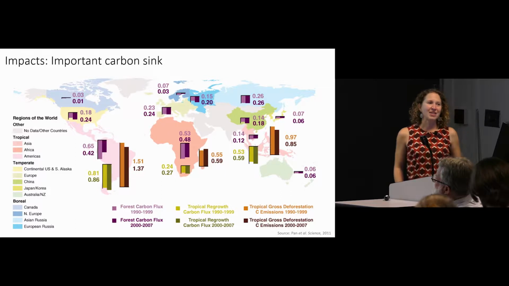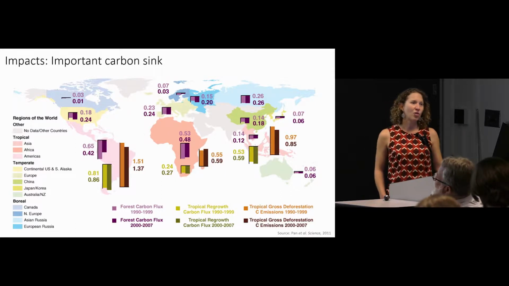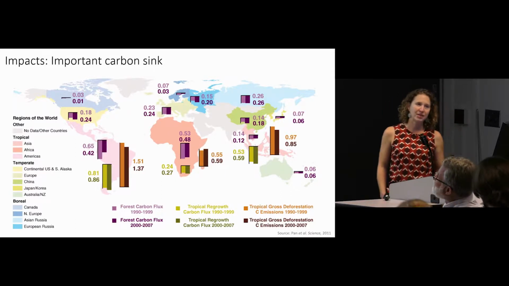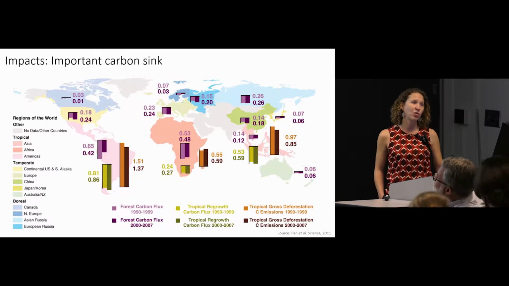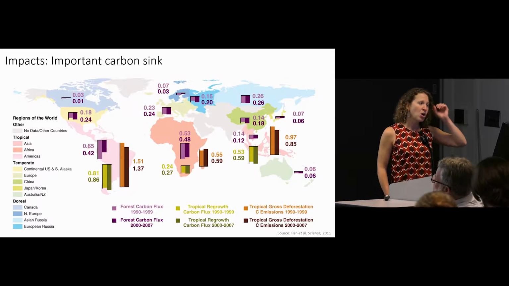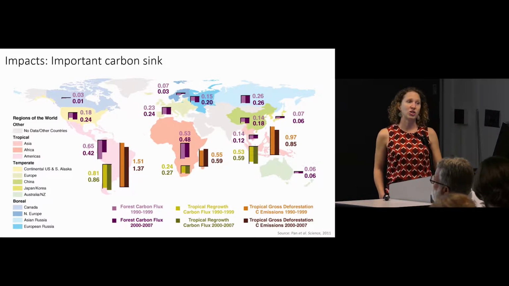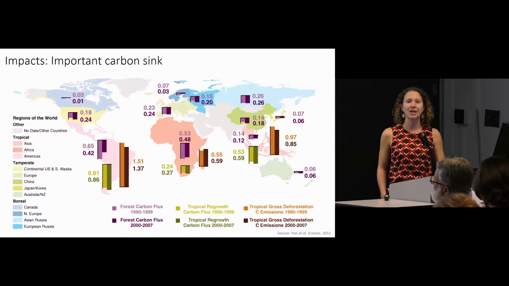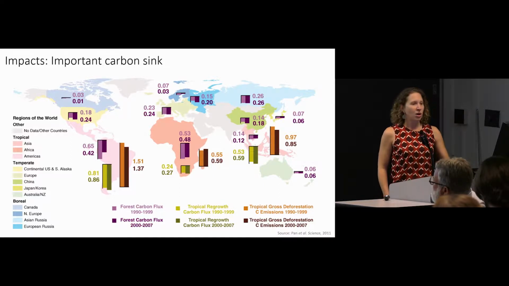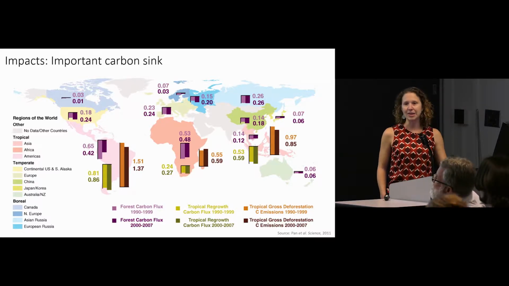Forests that are standing, existing forests, are a very important sink, as well as forests that are regrowing. So in the tropics, there are large emissions, but there's also a large sink that comes from these existing forests. We can think of the Amazon basin, the Congo basin, or forests in Southeast Asia.